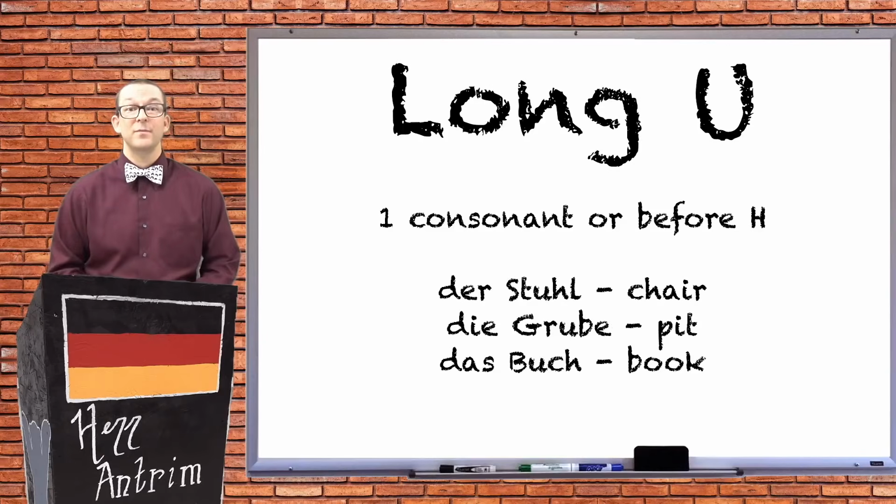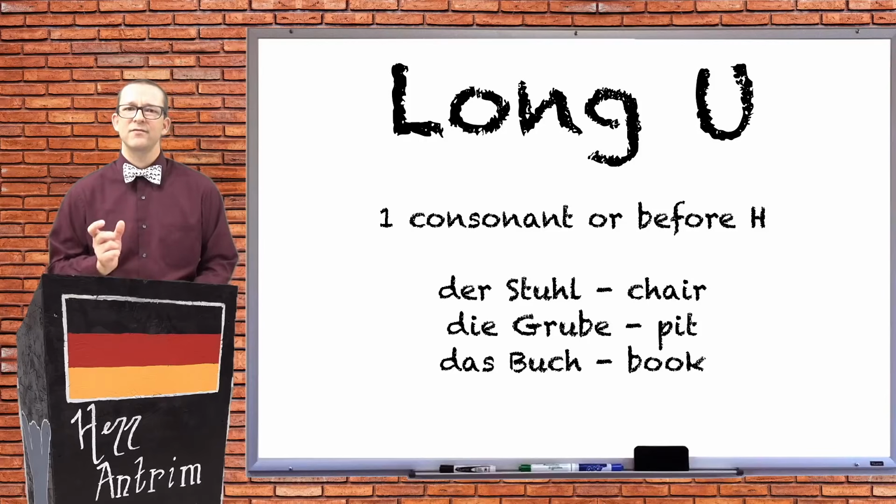The long U sound can be formed in the same way as the other long vowel sounds. It has either a single consonant or an H behind it. There aren't any German words with two U's next to each other, with the exception of the word vacuum, and I don't think that counts. So if you need to make the long U sound, you can't do it that way. If you're looking for some examples, that would include Stuhl, Grube, and Buch.